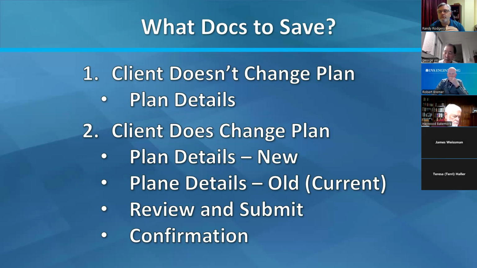And as you go through the enrollment process, and we looked at this last week, review and submit is going to be the next to last page. I'm going to show you an example of one of those in a second. You're going to save that. Then you're going to click submit, and it's going to give you the confirmation page, and you're going to save that. So you'll end up with four saved documents if the client changes plans. Saving means print a PDF and save the PDF. So we're going to do that right now.